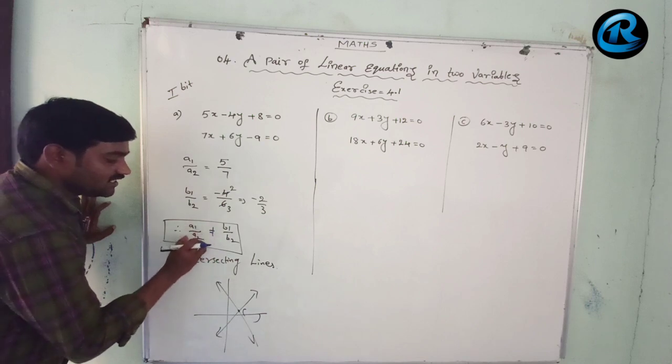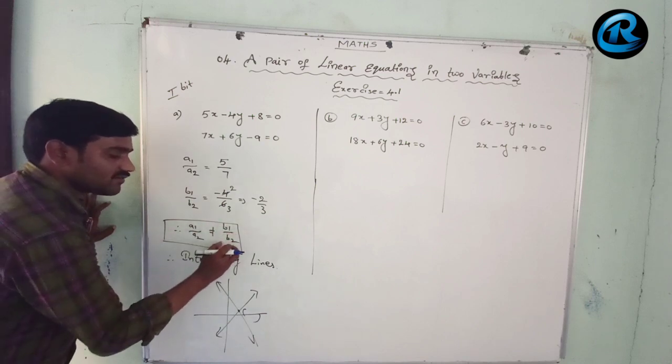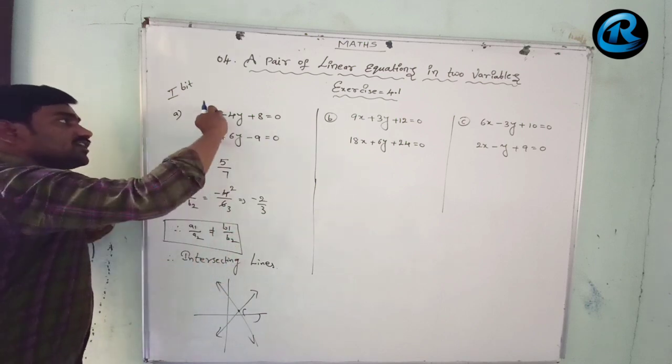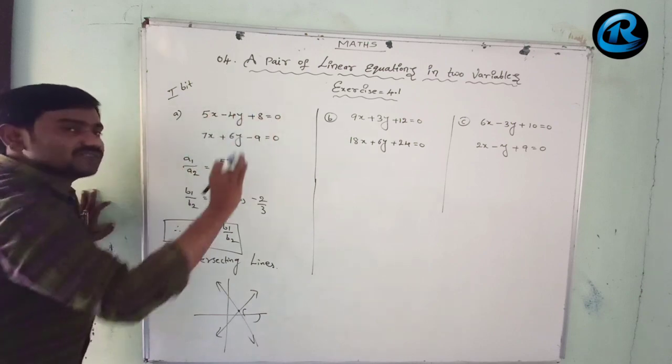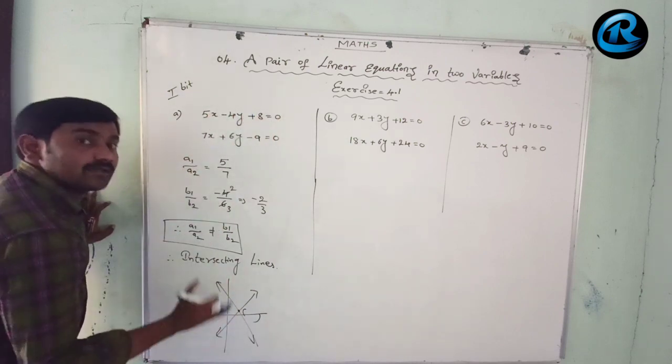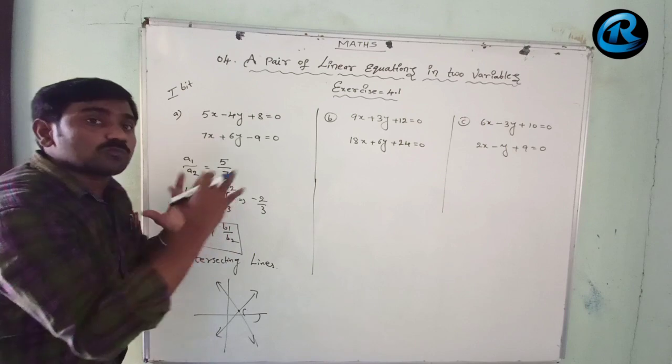By the condition of a1 by a2 is not equal to b1 by b2, we know that if you draw the graph of these two equations, they are going to intersect. But where are they going to intersect? At what points?